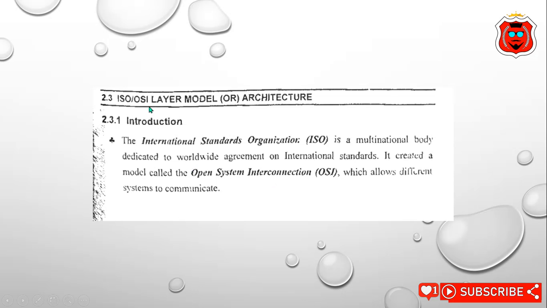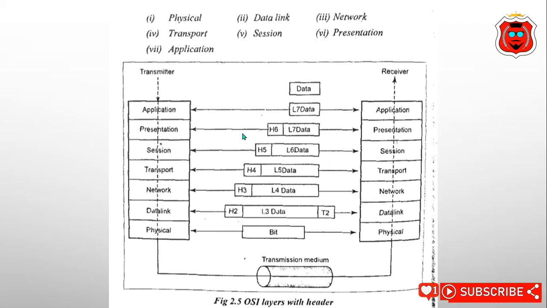The first important question: the International Standard Organization ISO Open System Interconnection OSI layer model. This is the important diagram. See this diagram, there are totally 7 layers on the transmitter side and the receiver side: physical layer, data link layer, network layer, transport layer, session layer, presentation layer, application layer.